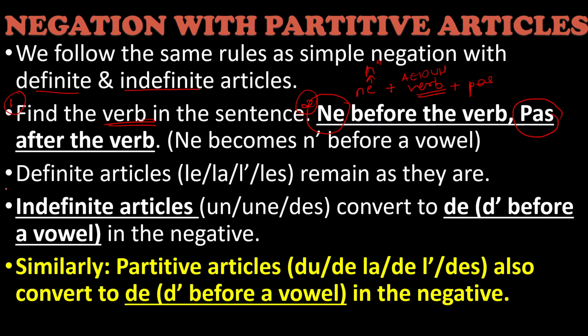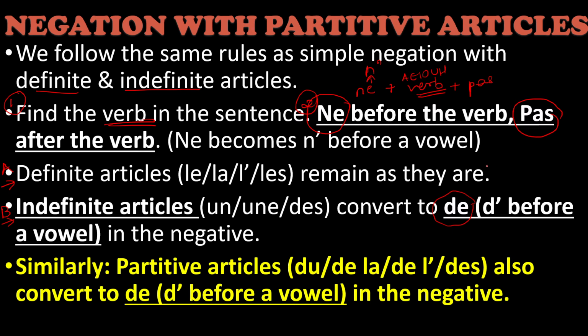When you have a definite article, this is the first scenario. You can have definite, indefinite, or partitive, or you can have no article also. If you have a definite article, that is le, la, l apostrophe, and les, you don't do anything to it. It remains as it is. A definite article continues to remain the same in the negative sentence as well. Now, if you have an indefinite article, which would be the second scenario, you cannot have an indefinite article in the negative sentence. You know this. So un, une, and des, which are the indefinites, have to convert into de in the negative sentence.